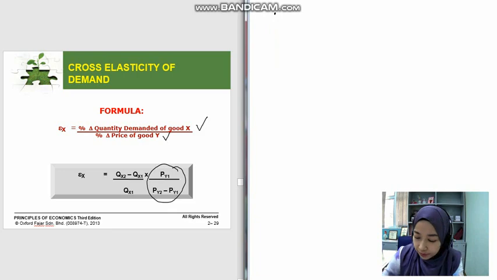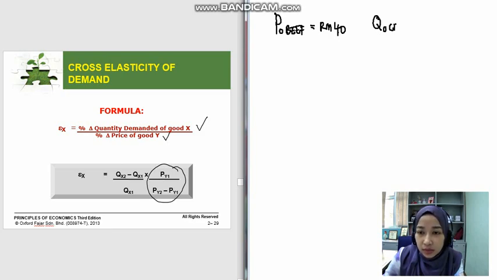Let's say the price of beef, this is P0, the initial price, was RM40. At the price of RM40, what is the demand for chicken? Let's say the demand for chicken is 300 units, or maybe 300 kgs. But the price of beef has increased. Let's say the price of beef increased to RM50 per kg.